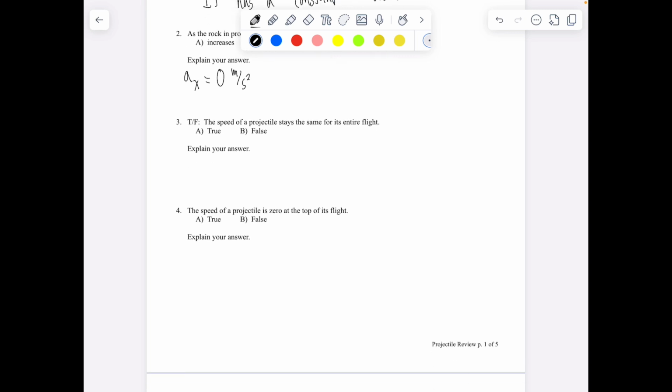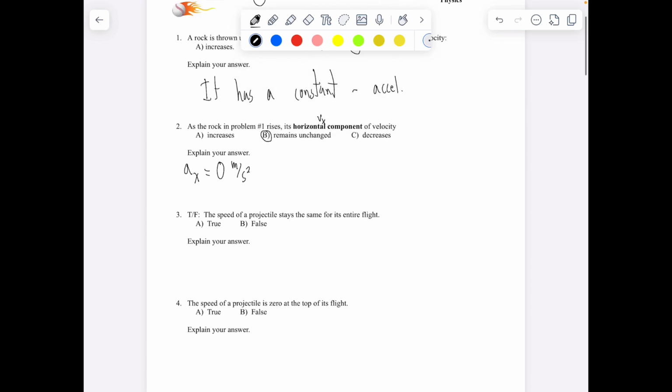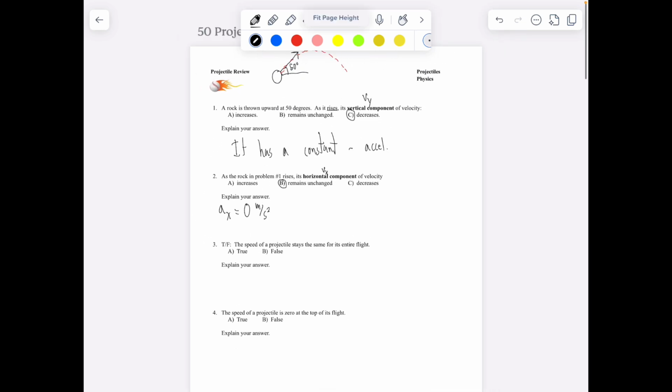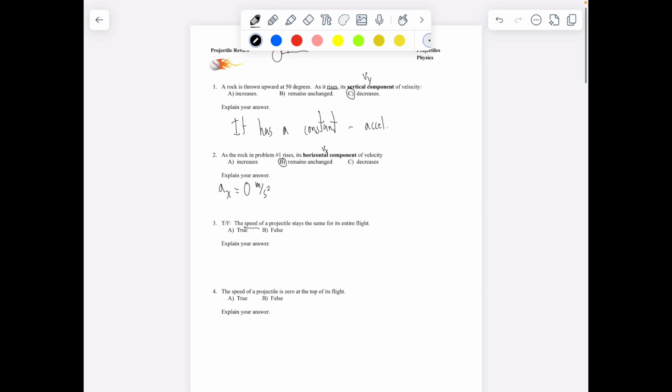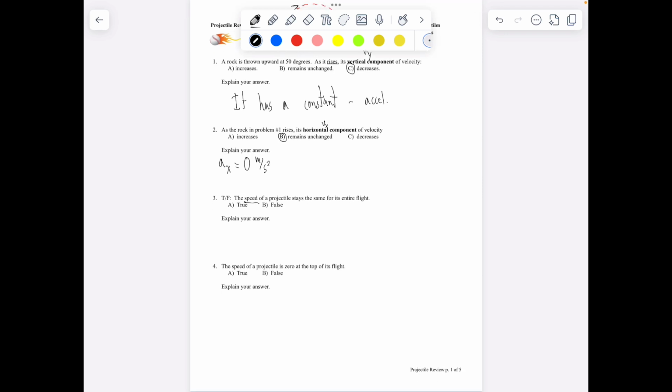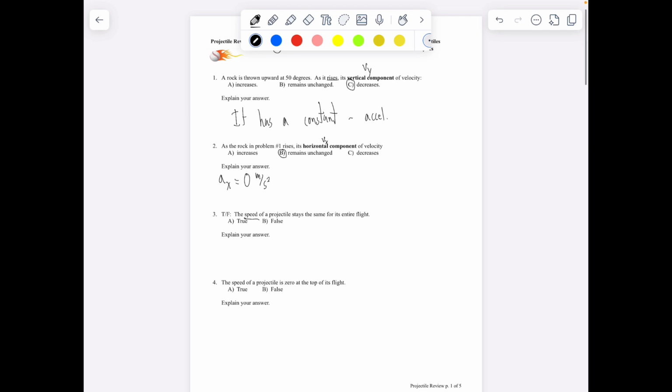Number 3, true or false, speed of a projectile stays the same for its entire flight. Well, let's use our previous answers. We know the vertical component is decreasing as it's moving up. That horizontal component is remaining unchanged, but speed is really just looking at the magnitude of the velocity. Since it is going throughout the whole flight, it's going to be changing. We know the vertical component's changing, so its speed must be changing as well. The speed of a projectile is not the same.